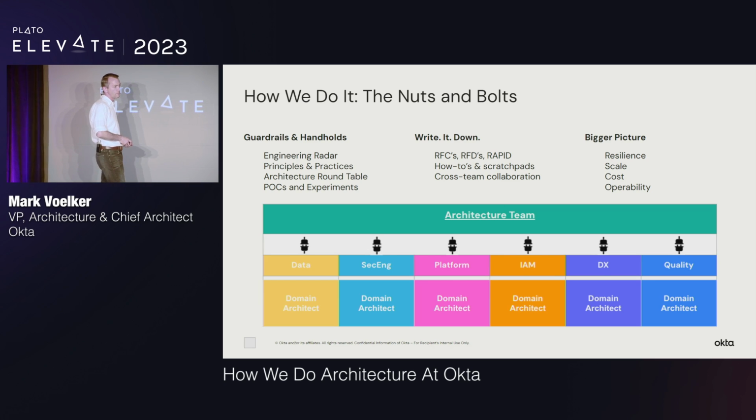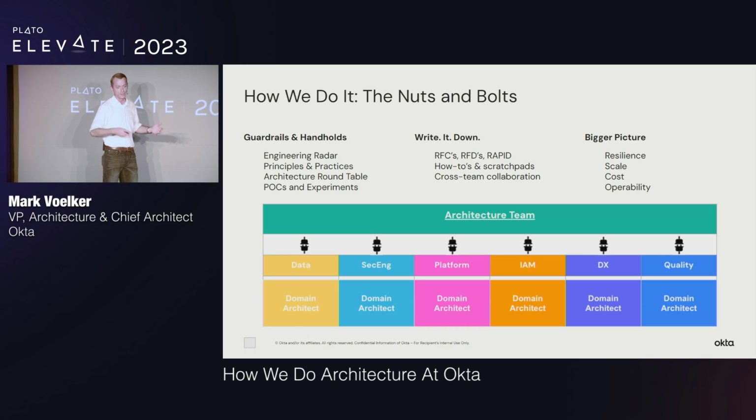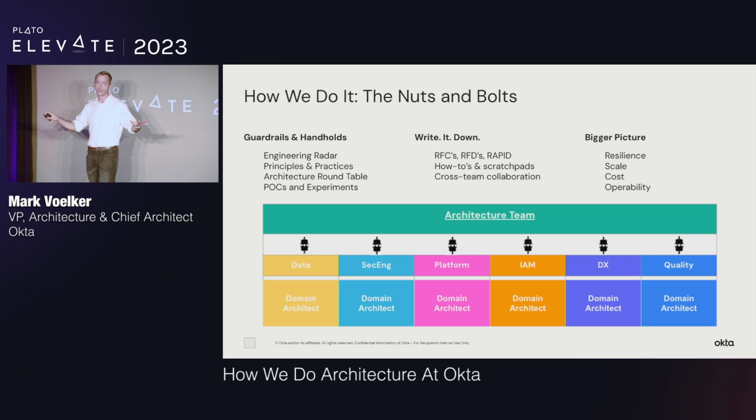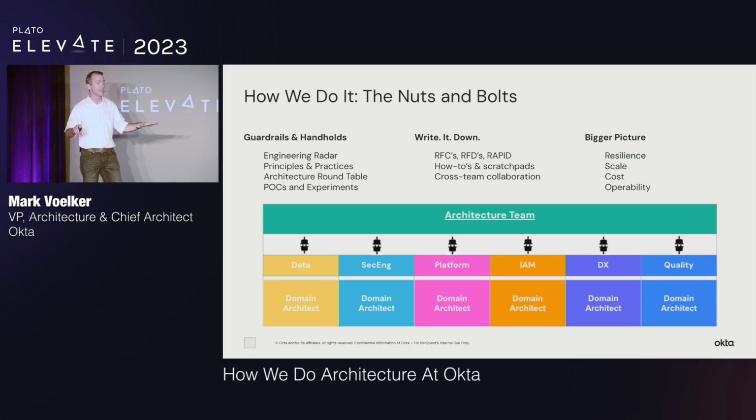We also have architects focus broadly on the bigger picture themes, right? Resilience, scale, cost, operability, pick your thing. These are the things that I want my team focused on, right? Because they see that, again, across the engineering organization. So they're not just looking at that one component. They're looking at all the components together and how they interact. And this is how we structure that team.